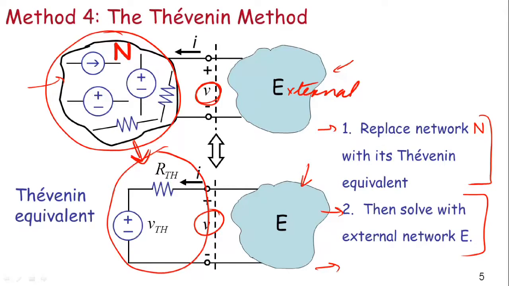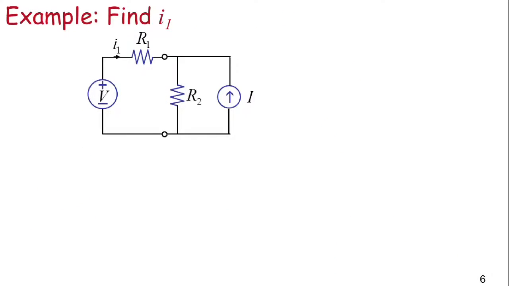Let us now move on to an example and go to our old faithful little circuit here. In this example, let us say that my goal is to find out the current I1. Okay, let's say all I care about is to find out the current I1.